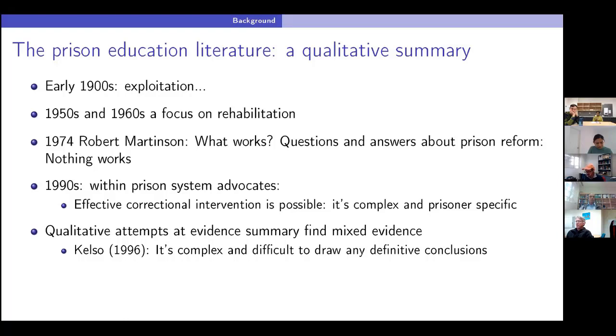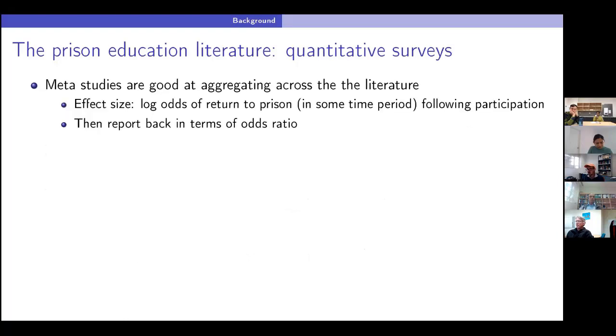So that brings us up to date, where you might think that, when we have this sort of problem, meta-analysis is a really effective way of bringing this heterogeneous literature together under some common metric, and we might be able to make some sense of the literature in that way. And that's really what starts to happen in the 2000s.